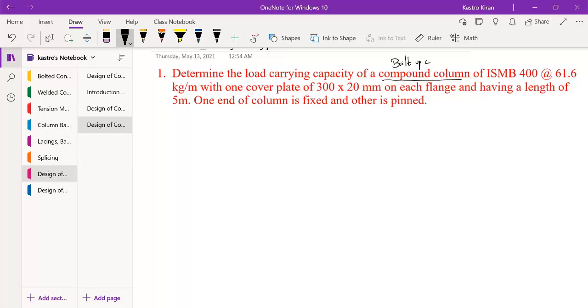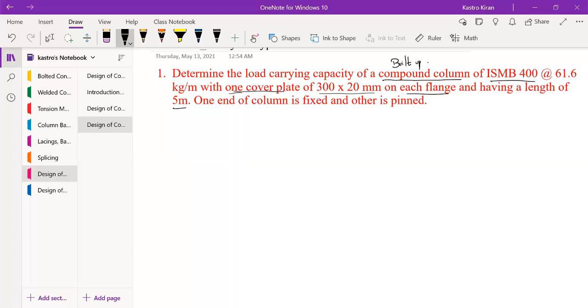Built up. Compound column is also called built up, right? So compound column of ISMB 400 at the rate 61.6 kilograms per meter with one cover plate of 300 by 20 mm on each flange. Okay, you're going to use an ISMB 400 section with one cover plate of 300 by 20 mm on each flange. That means you're going to use two cover plates, one cover plate on the top flange and one cover plate at the bottom flange.